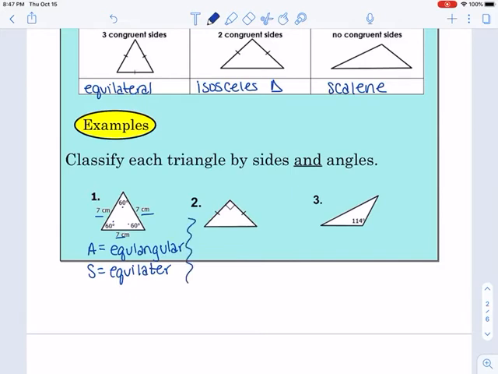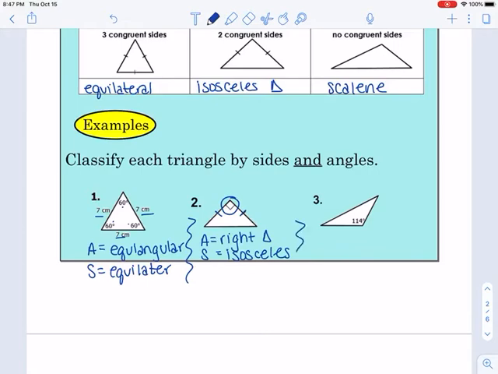For our second one, I have a right angle, so a right triangle, and then I also have 2 congruent sides. If I want to classify it by angles, it's going to be by that right angle, so that would be a right triangle. And if I want to classify it by sides, it has 2 equal sides. That's going to make it isosceles.